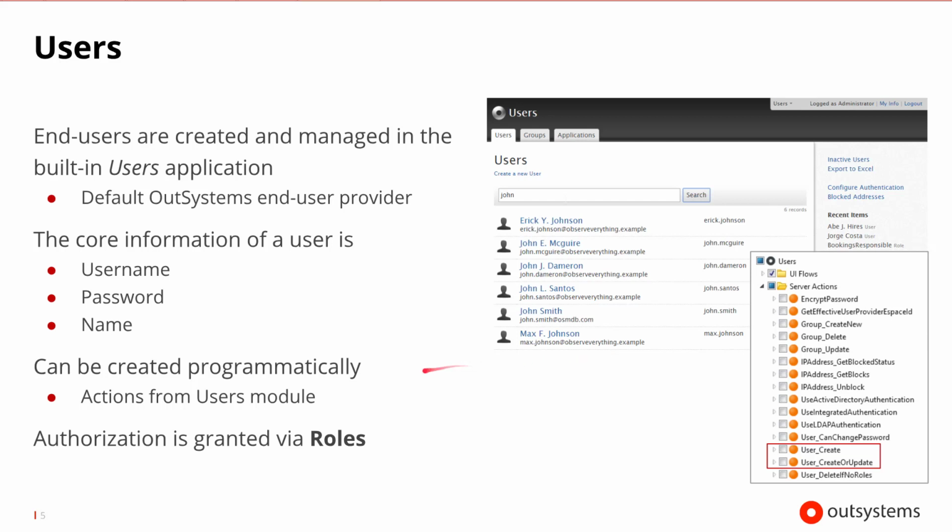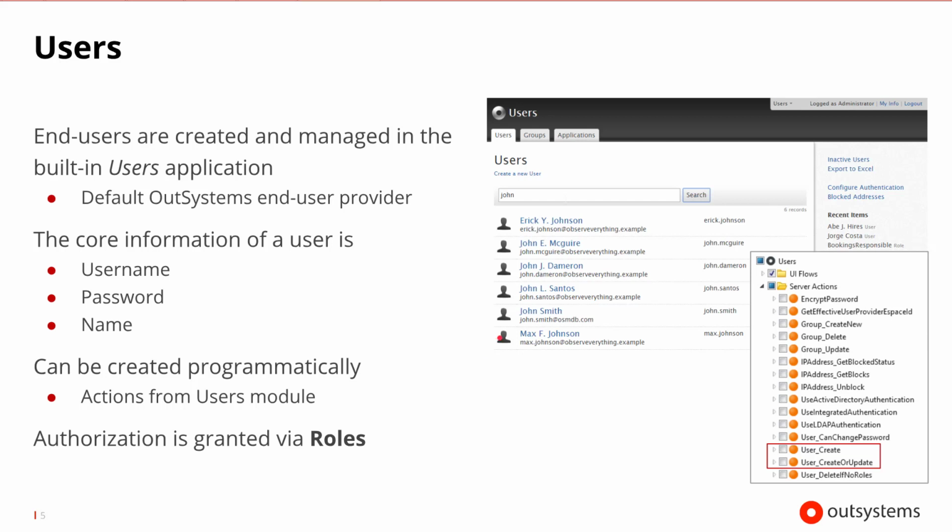Now, users can also be created programmatically inside of our applications, and the way they're able to do that is the user application itself has a number of different actions that are defined on it, and two of them are user create and user create or update. So we can use those actions inside of our applications to go ahead and create users as well.